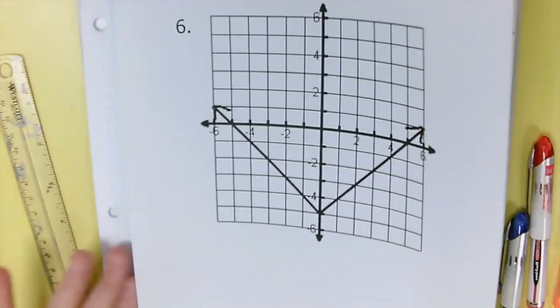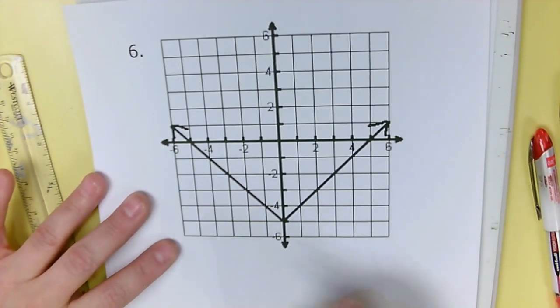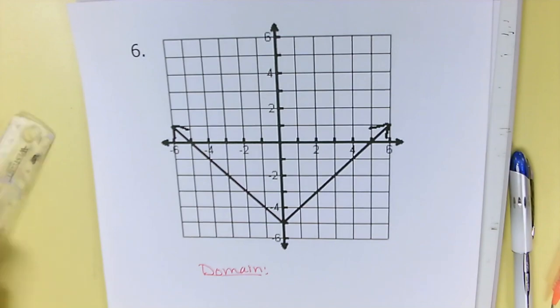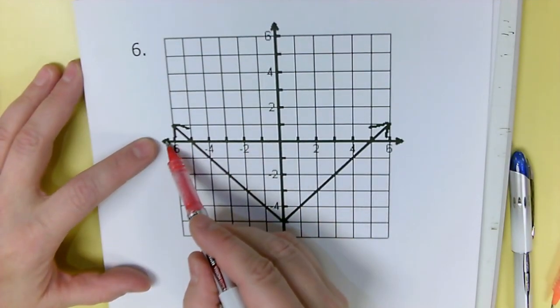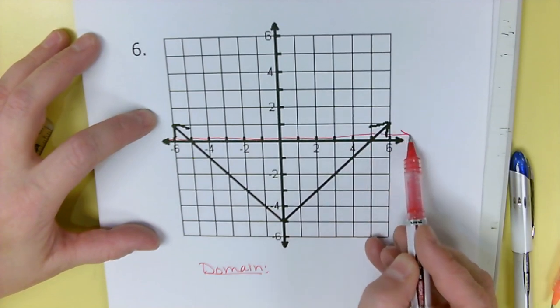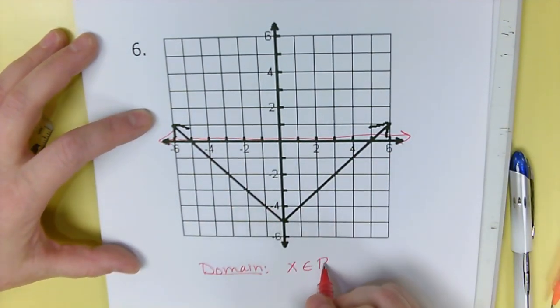All right, let's look at 6. Okay, 6. The domain. All right, so the domain, you have x values that go infinitely left because of the arrow, x values that go infinitely right. There's no breaks or gaps, so all real numbers.